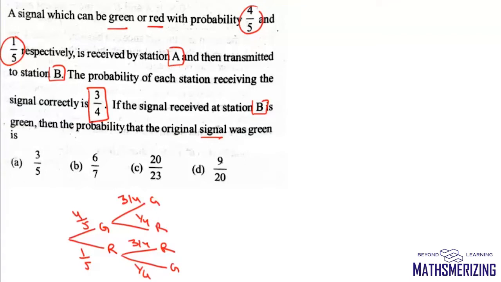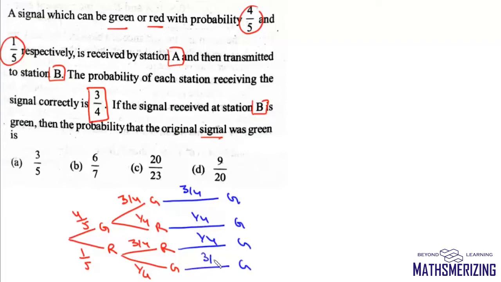Now it says at station B the signal received is green. So at B it will be green if it is received correctly. So it will be this 3 by 4. Now red will be received as green if it is 1 by 4. Now red as green, this is 1 by 4 and green as green, it will be simply 3 by 4. That is, given that the signal received at station B is green, we need to find this probability that original signal was green. So we have to take this case in the numerator and all of the cases in the denominator, and that's how we'll get this probability.